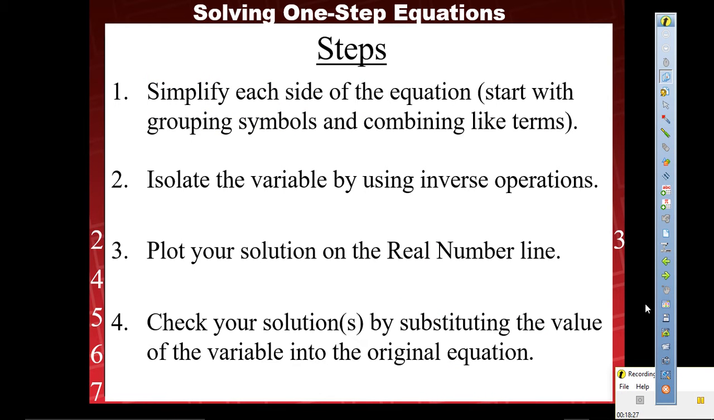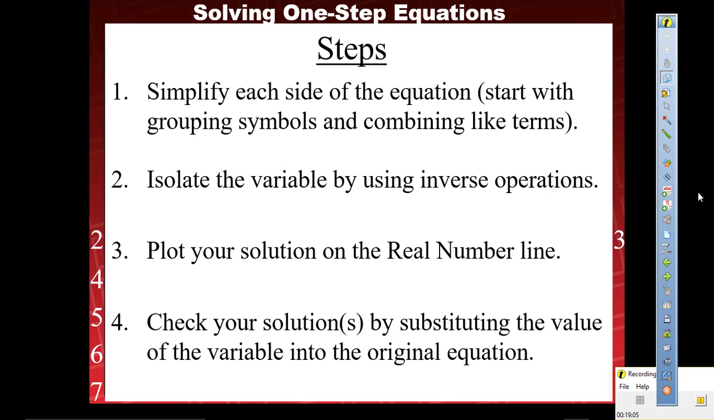Steps. Write these down. It's only 4 steps. Step 1. Simplify each side of the equation. Do we know how to simplify? Yes. You better say yes because we've been simplifying expressions since the beginning of the school year till now. Simplify each side of the equation, which means start with grouping symbols and then combining like terms. Step 2. Isolate the variable by using inverse operations. Step 3, plot your solution on the real number line. Step 4, check your solutions by substituting the value of the variable into the original equation. Copy that, please.